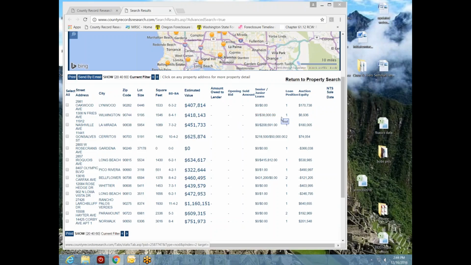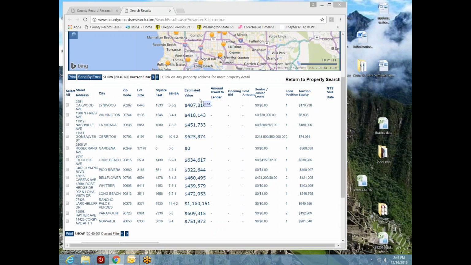Now, whenever we see the senior junior loans and the loan position, we also have an auction equity column here to the right. Now, all this tells me with the auction equity figure is it's doing a rough comparison between the market value of the property based on our estimated value. So let me emphasize the importance.